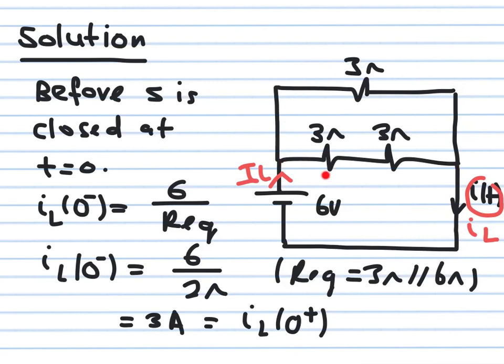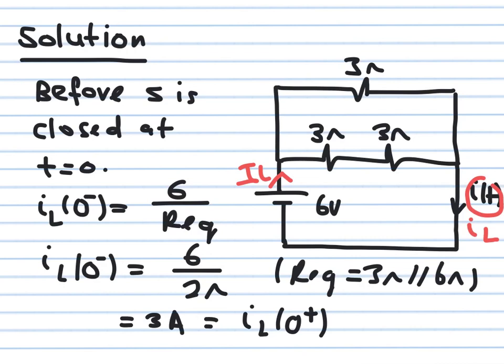The equivalent resistance here is equal to 6 in parallel with 3. 6 multiplied by 3 over 6 plus 3 gives 18 over 9, which is 2 ohms. So R equivalent is equal to 2 ohm. This was the current flowing in the circuit just before we close the switch. This is why I call it IL of 0 minus. Very important to understand.